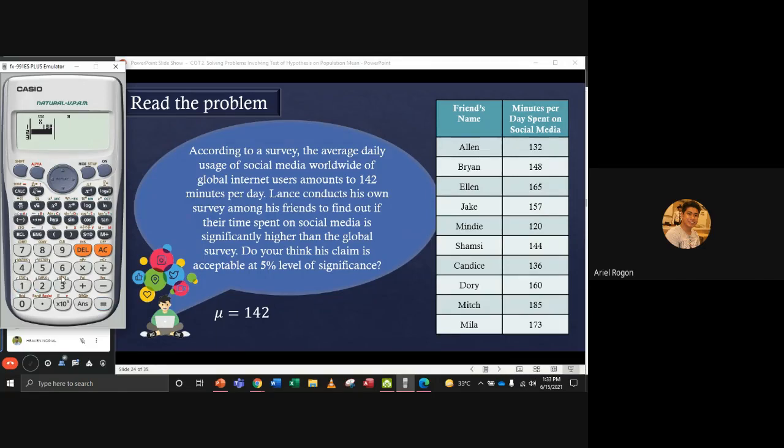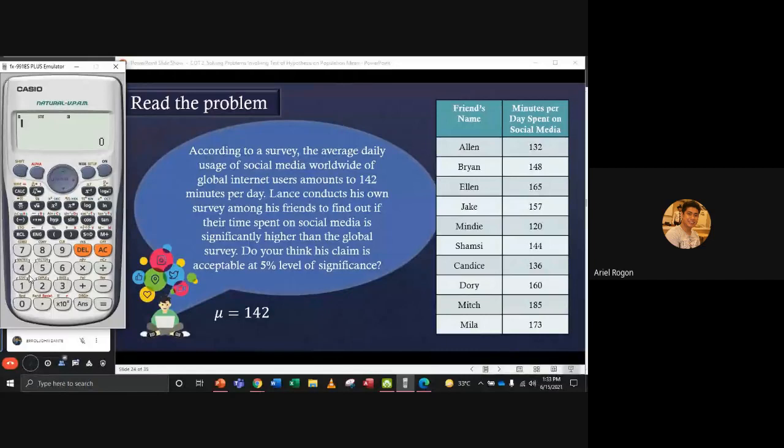So 132, then mag-equals lang kayo, 148, 165, 157, 120, 144, 136, 160. So pwede nyo akong sabayan, class. Kung meron na kayong sagot, you may write your answers sa chat box natin. 185 and 173. So after that, pipindutin nyo lang itong AC and then shift.